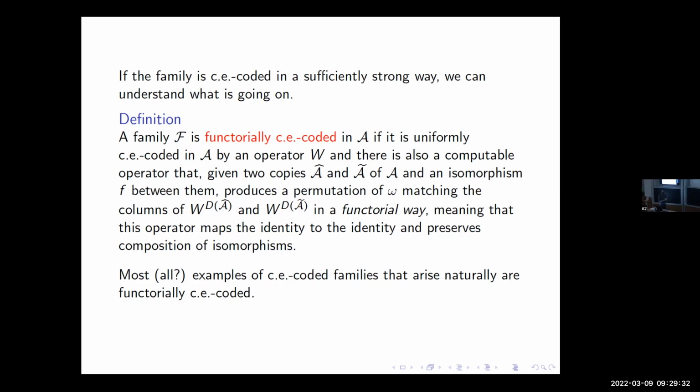And moreover, most of the time, it ends up being functorial, right? So if you have three things, and you have the isomorphisms, then the rearrangement from this one to this one is the composition of those two, and so on. So most, I don't want to claim all, but I think maybe all examples of CE-coded families that arise naturally end up being functorially CE-coded.